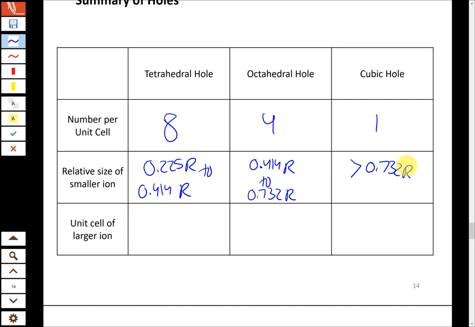And again, it's also important to realize what the unit cell is for the larger ion that gives rise to these holes. Tetrahedral holes and octahedral holes both occur in a face-centered cubic unit cell, whereas the cubic hole occurs in a primitive or simple cubic cell. So there are different unit cells for the anions that are possible as well. All right, but those three types of holes and those two types of cubic structures can basically allow us to summarize the structures of a lot of different ionic compounds. Okay?